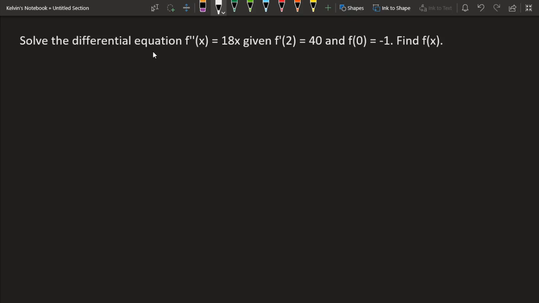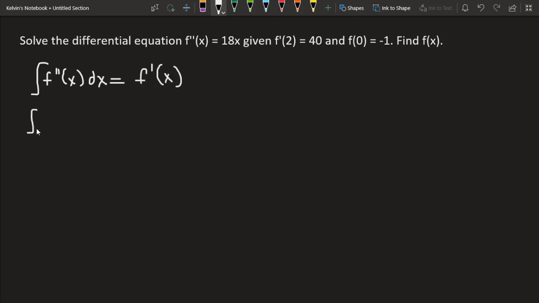So I'll give you a little hint here. Your hint is that it requires you to use the same steps as the previous problems, but then you just have to do it twice. And in order to do this, you'd have to first find f prime of x. And in order to do that, we have to take the integral of the second derivative. So the integral of f double prime of x with respect to x is equal to f prime of x.